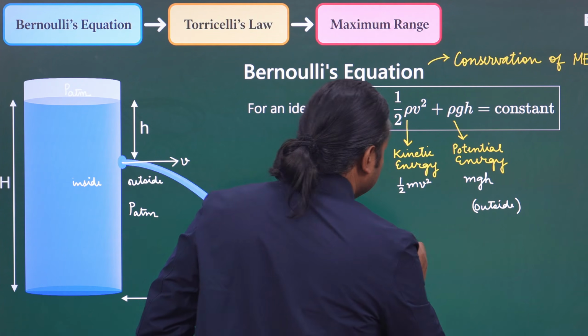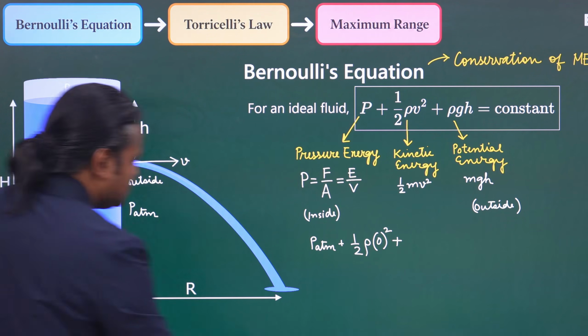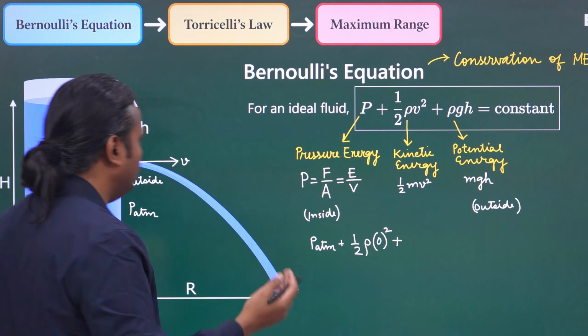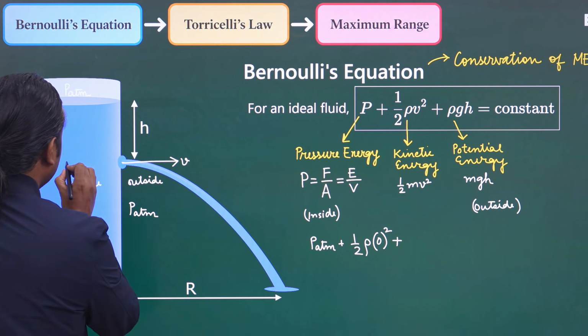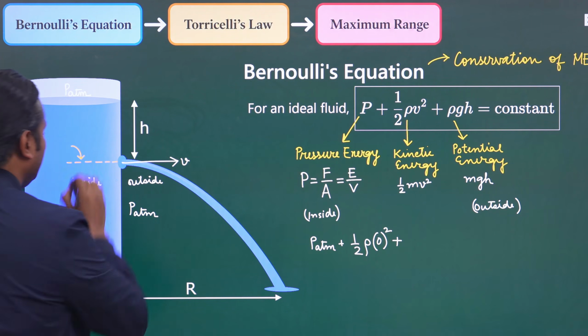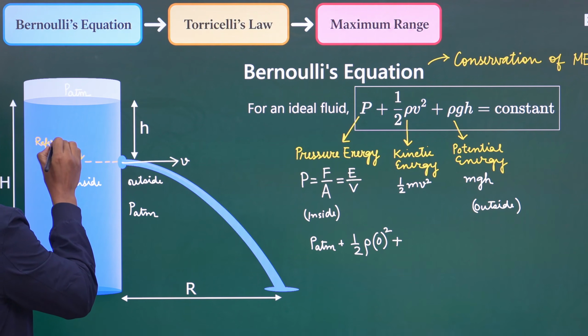And if you look at the third term, rho g h. Now here, it is up to us what is the reference for the ground. So if I choose this particular height as a reference for the ground, because we have to calculate the potential energy, so I need some reference, right?